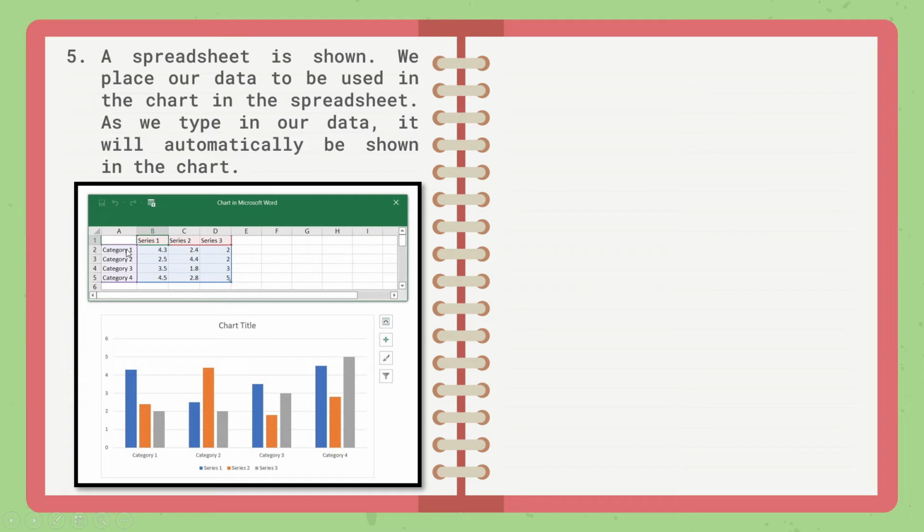Here, on A2, category 1. If you are going to replace category 1, automatically, the word category 1 in the graph will be replaced. Then once done, enter the chart title. So you're going to rename this one and put the chart title. So later on, I will be demonstrating this one.